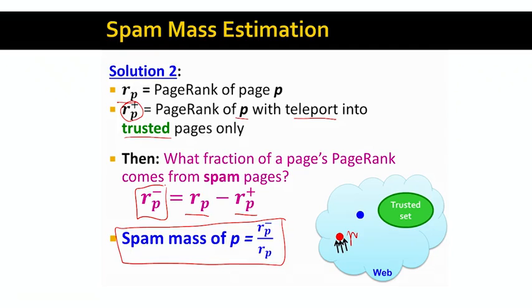This idea is better than the first solution to our problem because here the question whether a page is spam or not does not depend on the absolute value of its PageRank score, but on the relative value, when we compare how much of a page's PageRank score comes from the trusted part of the web and how much of its PageRank comes from the untrusted part of the web. And the ratio between these two quantities tells us how spammy a web page is.